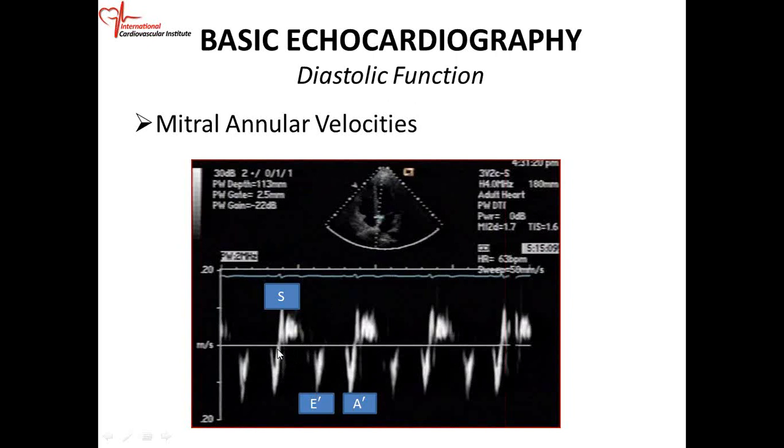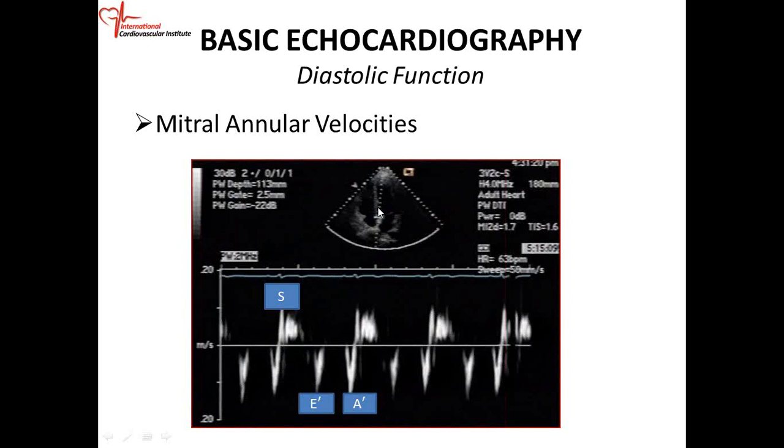So if you look closely, this is actually what we call your IVCT. So don't call this S prime. This first upward portion is what we call the IVCT. And if you look at your diastolic component, this little thing right here is your IVRT. So the first diastolic component is your E prime. Okay, so this is tissue Doppler imaging.